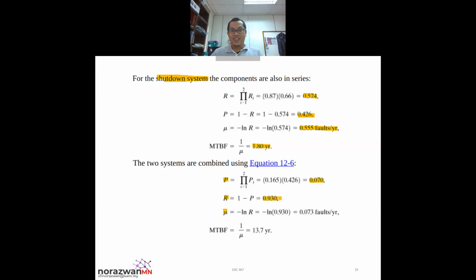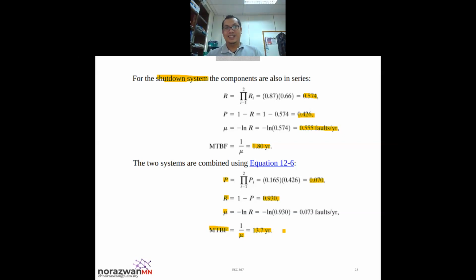You see, the R for the total system is 0.93. So it's very high reliability there. This is usually the one that you need to find. Very high reliability. P, R, and also mu. Negative ln R based on your R. Then finally after you got your mu, you got your MTBF.